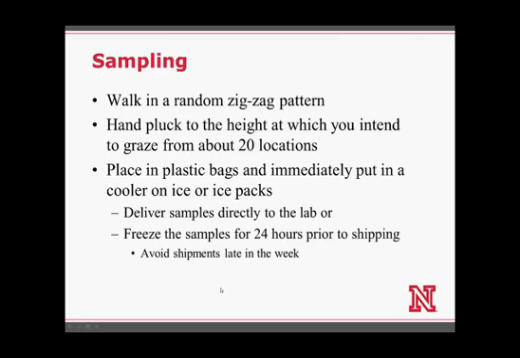So what do you need to do? Well, the first step is to sample those forages. Walk in a random zigzag pattern across the field, hand pluck to a height which you intend to graze from multiple locations in the field, and then place that directly on ice or on ice packs. This is to slow down the enzymes in the plant that can take nitrate and create nitrites, as well as to slow down bacterial activity.